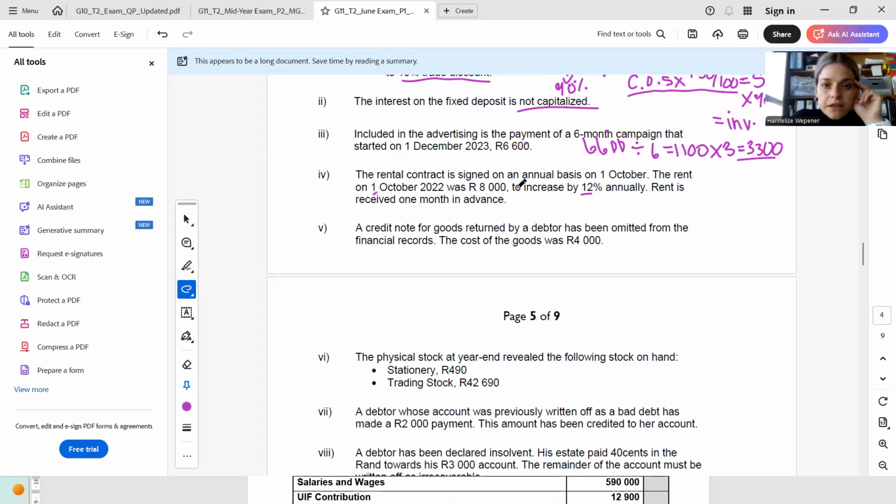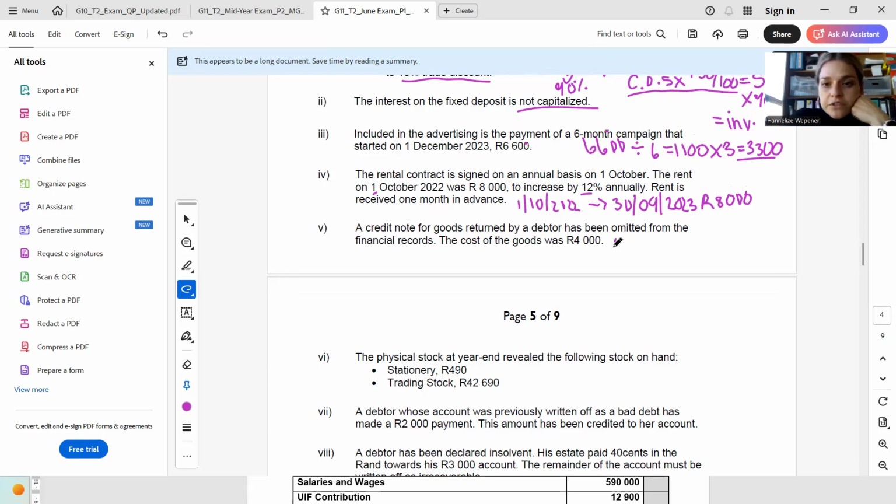Okay, so if it was 8,000 Rand on the 1st of October 2022, it means that it remained 8,000 Rand up until the 30th of September 2023. Right? So from the 1st of October until 30 September 2023, it was 8,000 Rand.